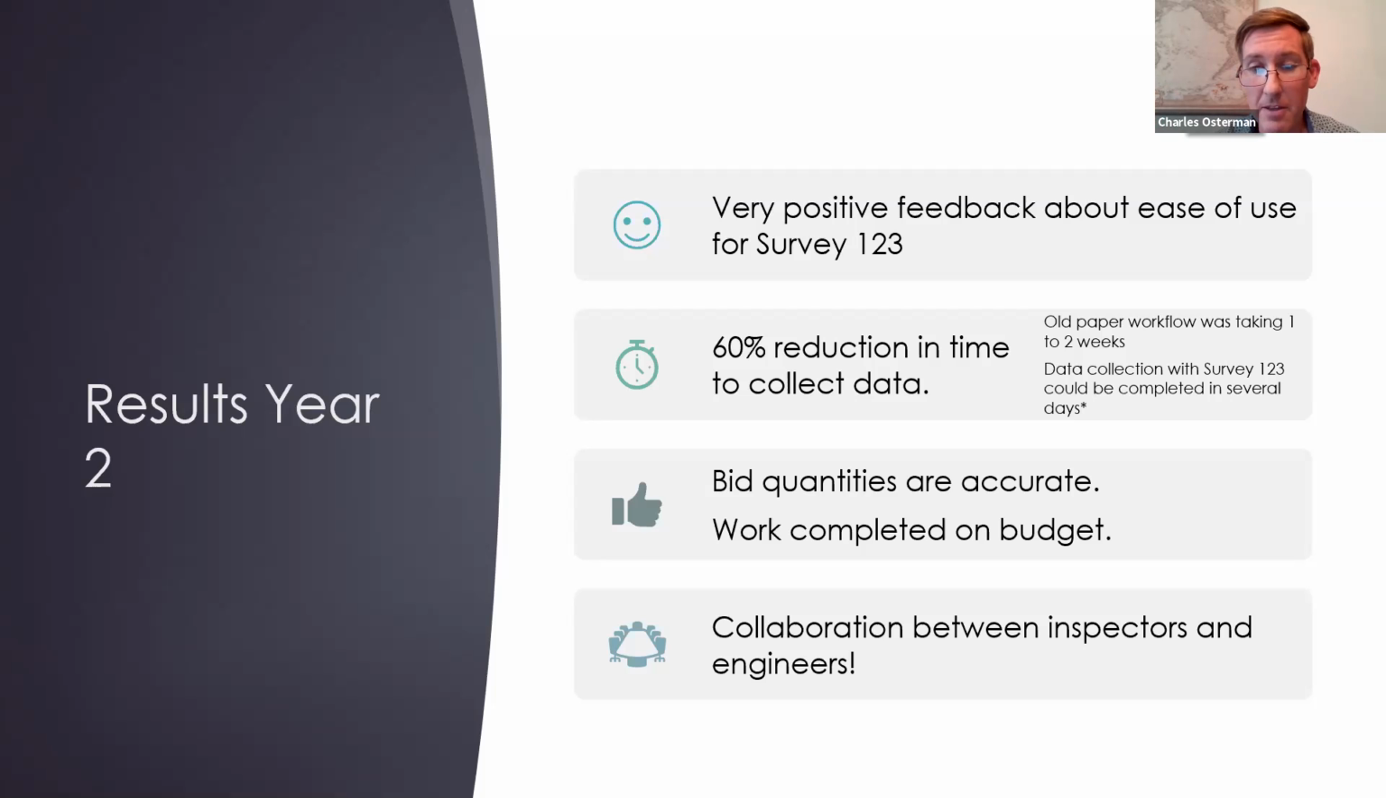The engineer was happy. Their big quantities came out pretty accurate, and the work was completed on budget, so we weren't seeing those big variations where we were going way over or way under. And of course, we have the exciting part of having collaboration between teams. The inspectors and the engineers are now communicating back and forth when issues come up on the project, or if they need clarification on an item. After having been in the room together and in meetings about these things, they were more comfortable communicating with each other directly.